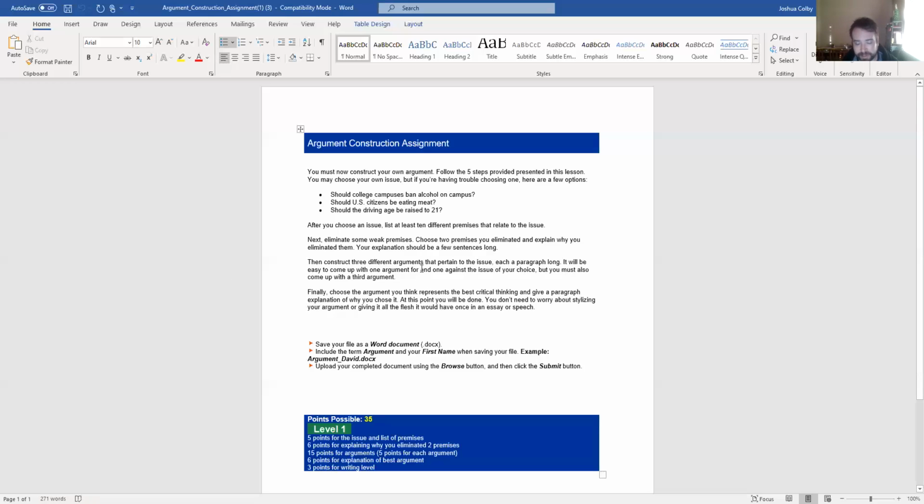Okay, so that's step 4, 3 paragraphs. Step 5 is to write one last paragraph. For this one, you just need to look back at the previous 3 that you just wrote, and then analyze and explain which one you think is representative of the best critical thinking, and creates the best argument, etc. So that's it. You pick a topic, you write a list of 10 premises, you eliminate some weak premises and explain why, you write your 3 argumentative paragraphs, and then you write a 4th paragraph that's just kind of looking back saying, like, I think paragraph 1 is the strongest argument because whatever, and you explain it.